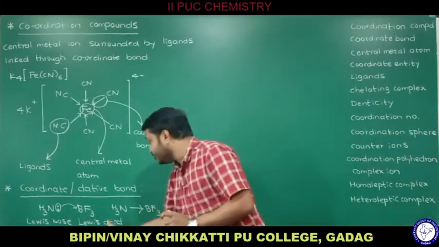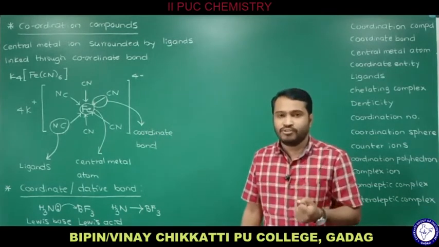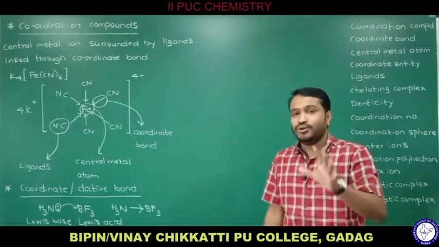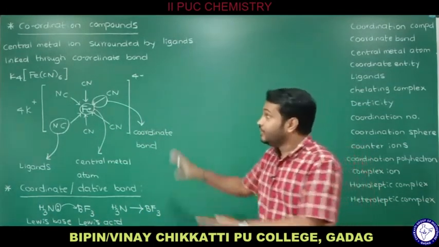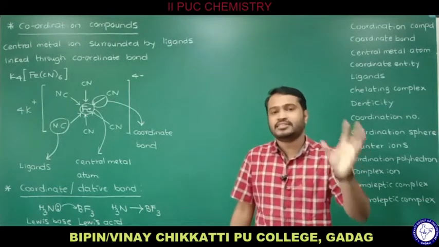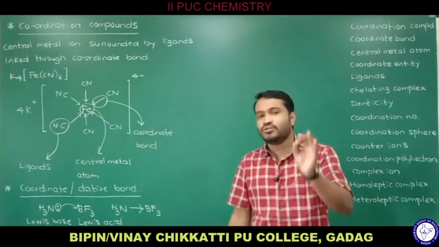Whereas BF3 is a Lewis acid, because the substance which accepts a lone pair of electrons, we call it a Lewis acid. So BF3 is the Lewis acid. Remember that in coordination compounds we have Lewis base as well as Lewis acid in general, and the kind of chemical bond formed is called a coordinate bond.